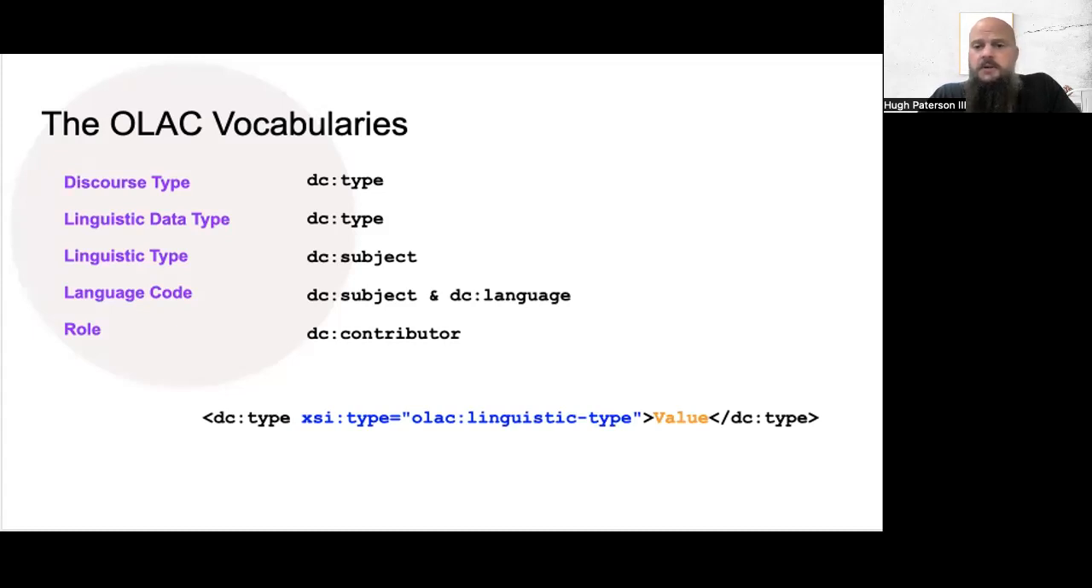So the OLAC vocabularies, there's 5 that modify various elements. So 2 that modify the type element, 2 that modify the subject element, and one of those can also be used to modify the language element. And then the role vocabulary modifies the Dublin Core contributor element. So how do they do that? Well, syntactically, they do that through the XSI type declaration, because it's an XML syntax based on OAI. So that's kind of the nuts and bolts, the technical side of it.